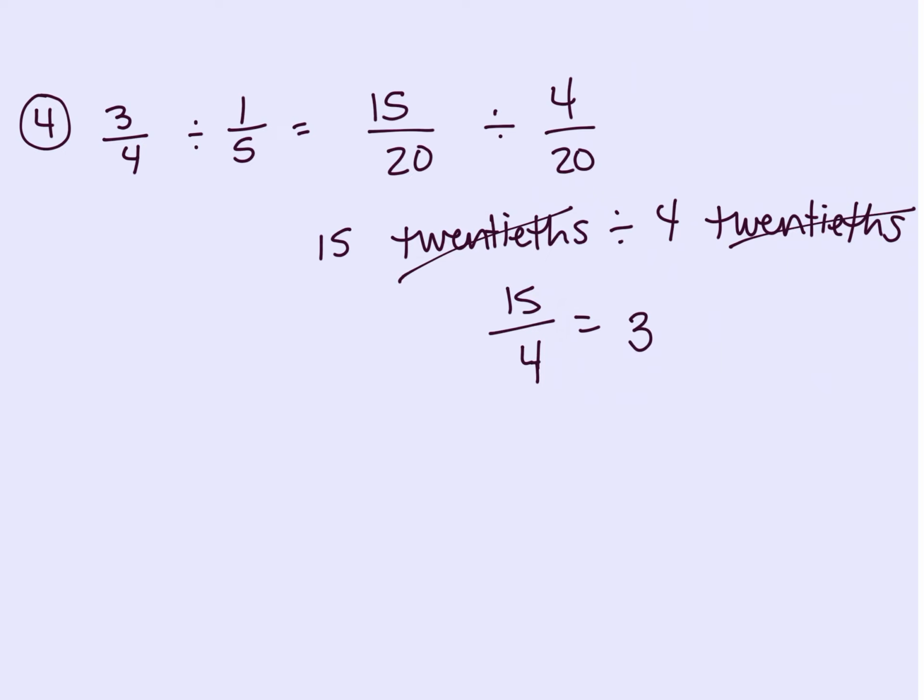4 fits into 15 3 times, which gives us 12. And then we need 3 extra pieces to make 15. Or, if we use the flip and multiply technique, we leave the first one, and then we flip to multiplication and flip the fraction over. 3 times 5 is 15, 4 times 1 is 4, and we get back to the same answer.